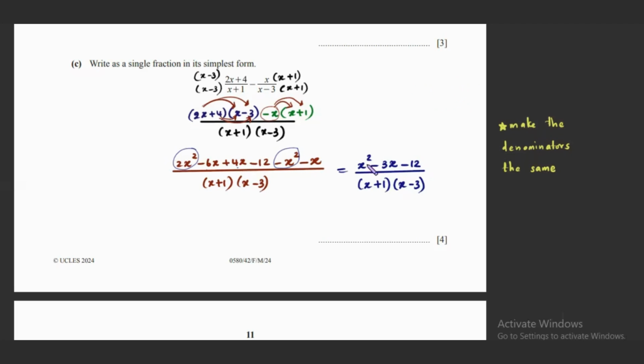If we can factorize, it's very important that you factorize and put it into two brackets and simplify with the denominator if there is anything that can be simplified.